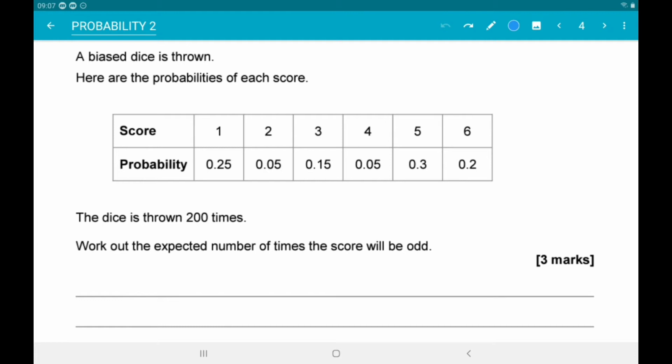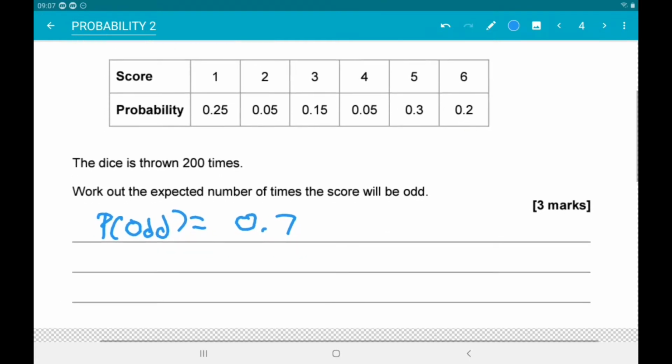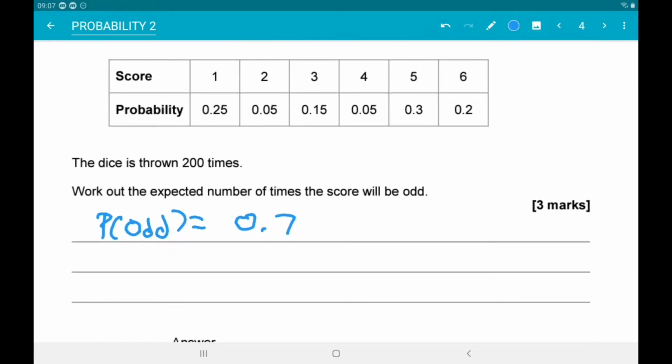So the probability of odd is the probability of 1, 3 and 5 added together. So that's 0.25 add 0.15 add 0.3, so that's 0.7. That's telling us we expect the score to be odd 70% of the time. So we now do 0.7 times 200. And that gives us 140.